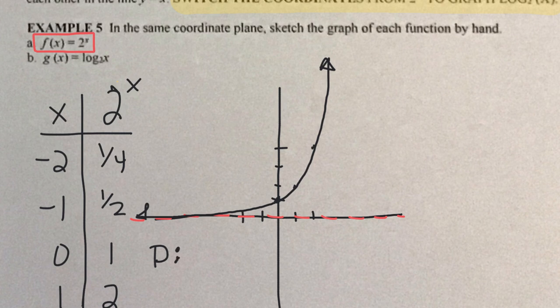Some things about this. The domain is all positive values. No, it's not. The domain is all reals. There are no restrictions on your x's. Your range, on the other hand, is only positive values, from 0 to infinity, not including 0. It's never going to be 0. It'll be really, really close to 0, but we're never going to have a y value of 0. And this graph has a horizontal asymptote at y equals 0.